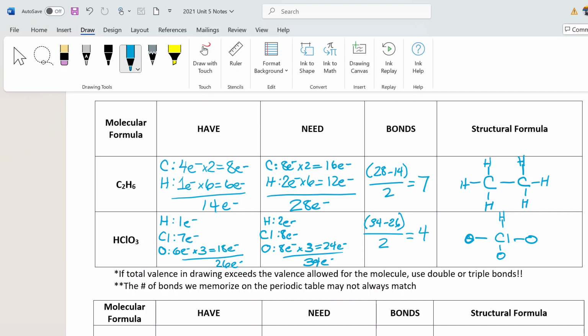Okay, we need 26 electrons. We won't put any on H, so we're going to start with around the O's. We have 8 electrons already in the bonds. So 9, 10, 11, 12, 13, 14, 15, 16, 17, 18, 19, 20, 21, 22, 23, 24, 25, 26. And we are done. Okay, so remember that our lines and dots must add up to our have column.